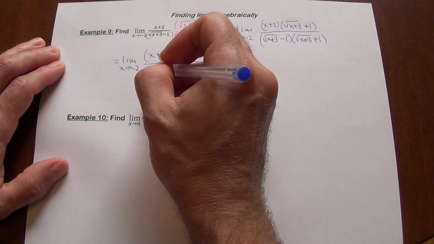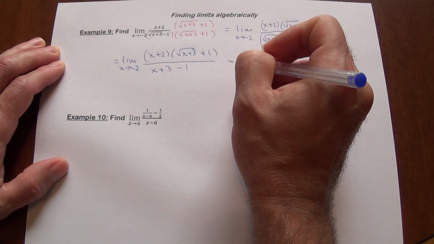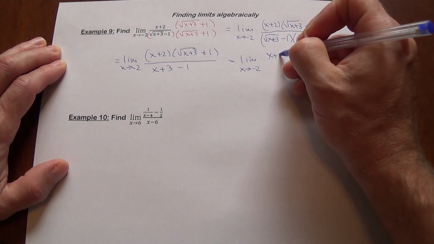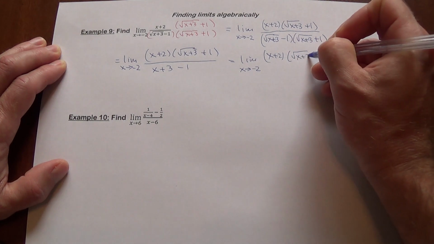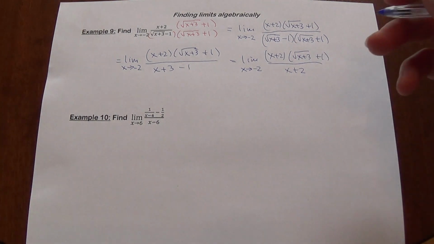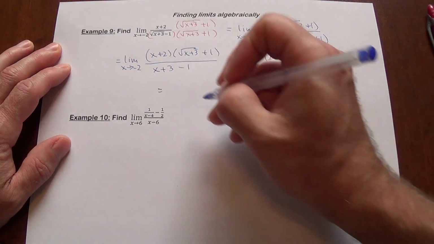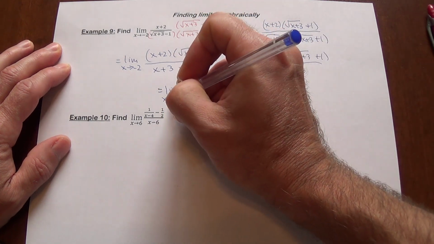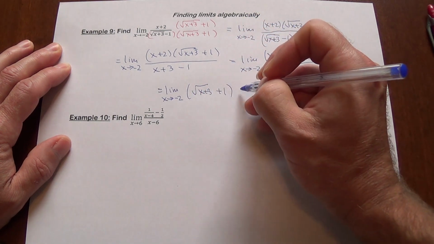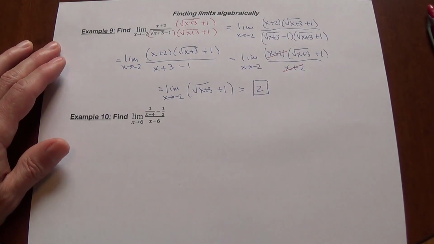This is a difference of squares, so it's going to give you x plus 3 minus 1. So this is going to give us the limit as x approaches negative 2, right? We're going to have x plus 2 here times square root of x plus 3 plus 1 over x plus 2. X plus 2 cancels. It's going to give us the limit as x approaches negative 2 of square root of x plus 3 plus 1. And now we can use direct substitution, that is going to give us 2.